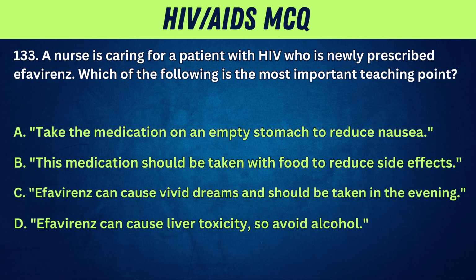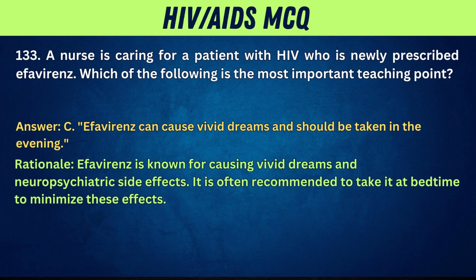A. Take the medication on an empty stomach to reduce nausea. B. This medication should be taken with food to reduce side effects. C. Efavirenz can cause vivid dreams and should be taken in the evening. D. Efavirenz can cause liver toxicity, so avoid alcohol. Answer: C. Efavirenz can cause vivid dreams and should be taken in the evening.